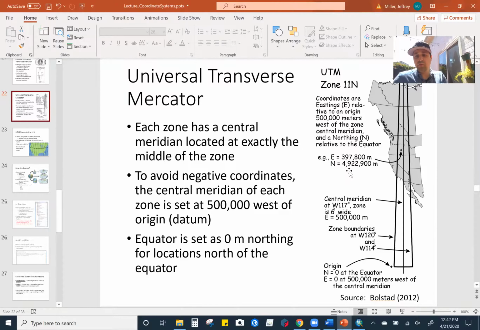And then the north, we have almost 5 million meters north, because the equator is much further away than that central meridian. Thing with UTM is there's always going to be the easting values in the hundreds of thousands, and then the northing values, excuse me, in the millions. Okay, so either 6 digits or 7 digits.